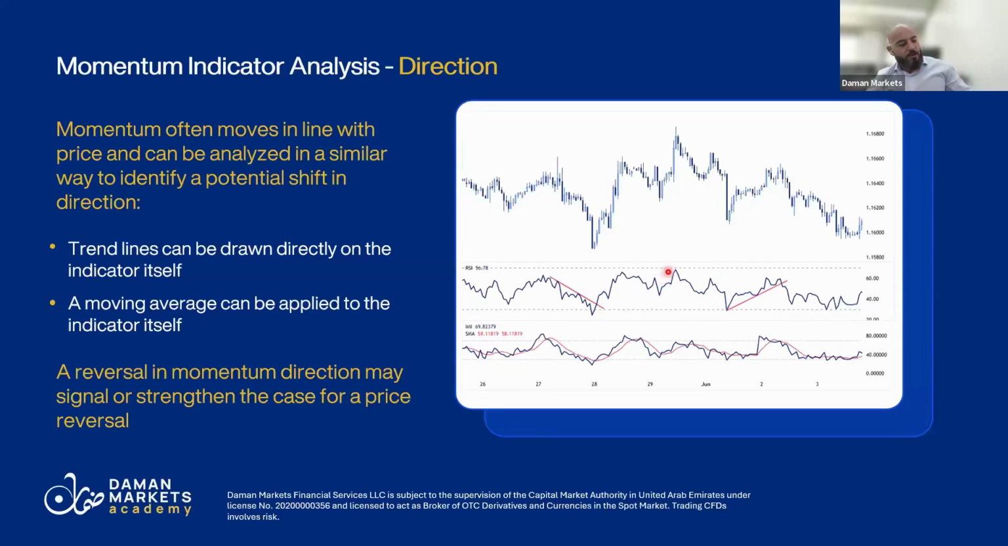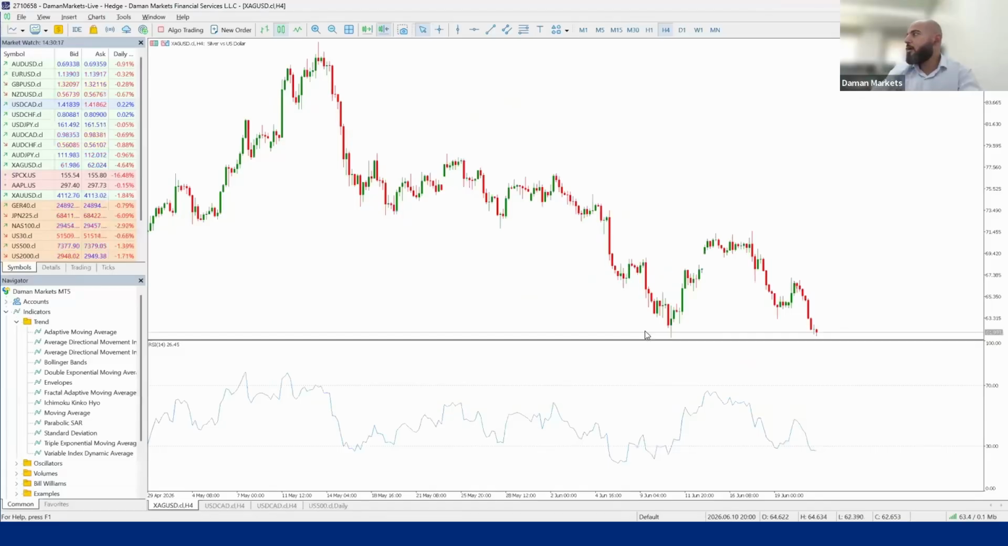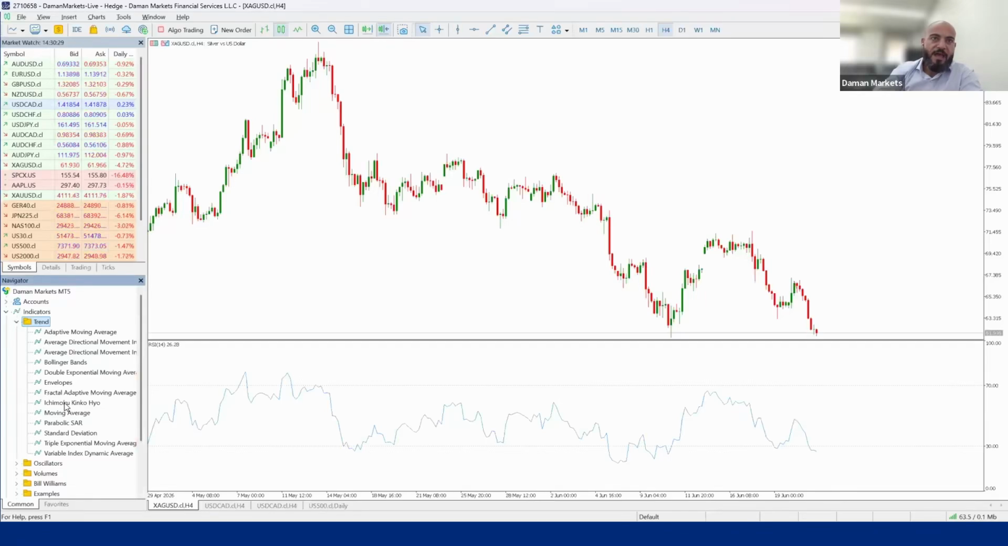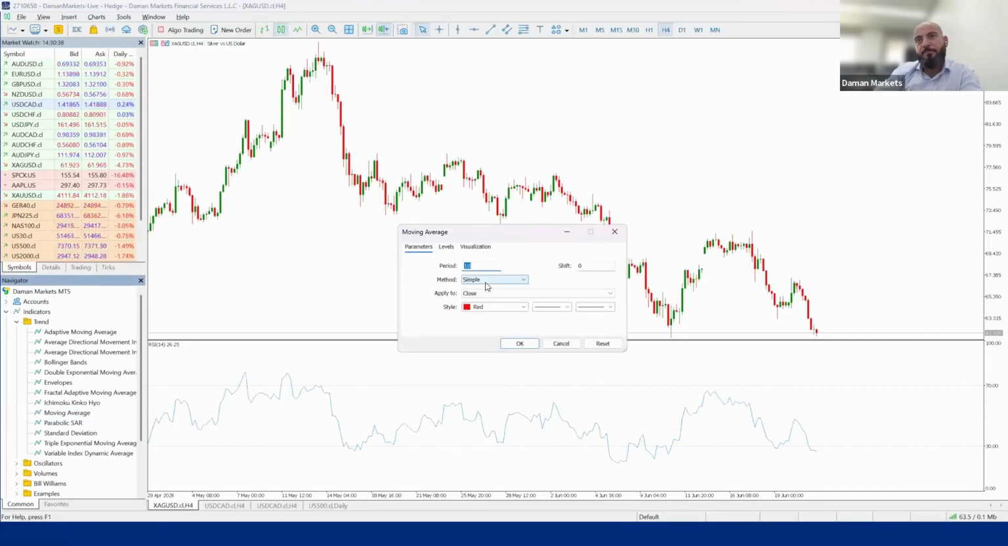Clear? Now, how do we add a moving average to our indicator? You open here the navigator window in your MetaTrader platform. You go to indicators, trend indicators, and you drag and drop the moving average on top of the oscillator. Now this pop-up will appear. It's a simple moving average period. We wanted 7. Why 7? Because it should be half the period of the RSI. The period of the RSI is 14, so the period of the moving average, I want it to be 7.